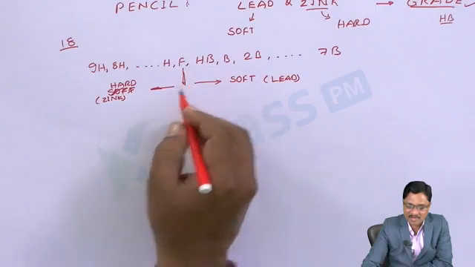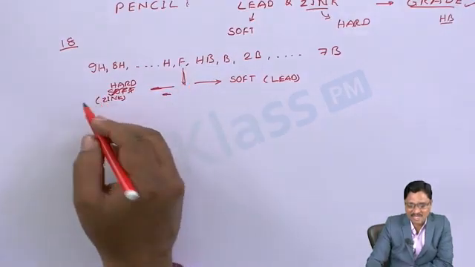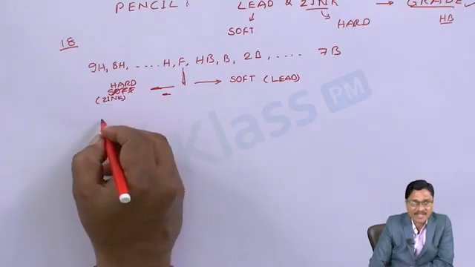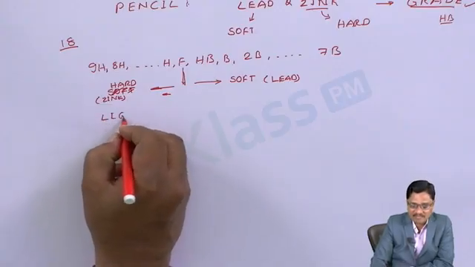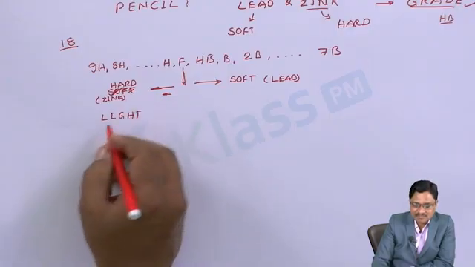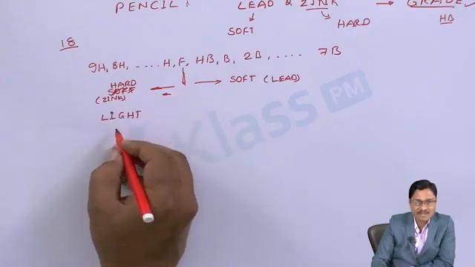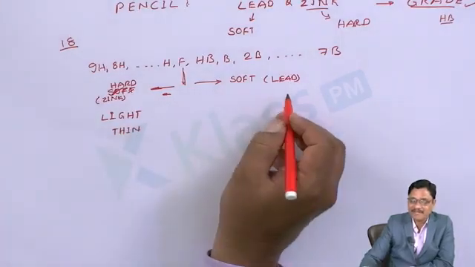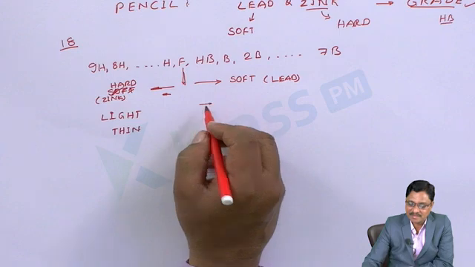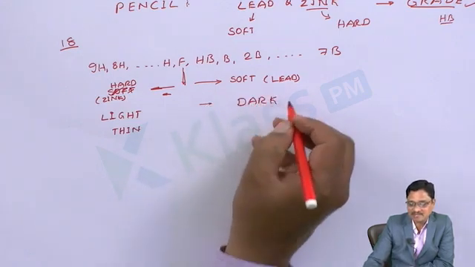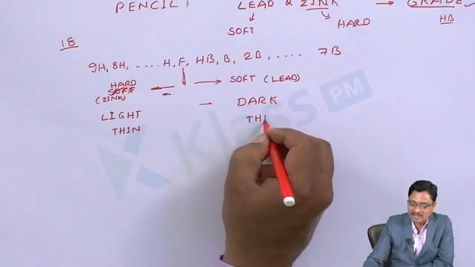If I start from the neutral position and move to the left, the hardness increases. Due to the hardness, you get very light lines, light and thin. When you move towards the right, the softness proportionally increases, and you get dark, thick lines.